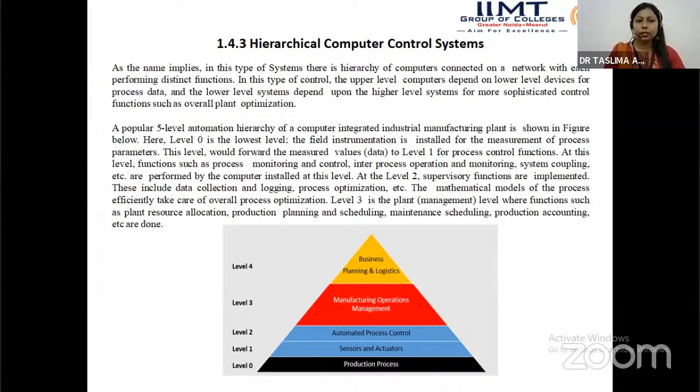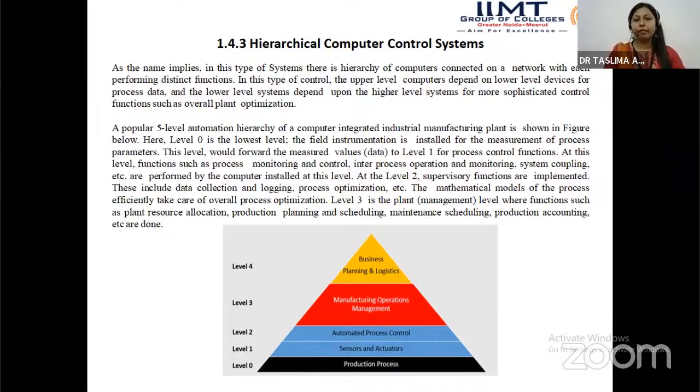As for example, in this system, level 5 mainly describes the business planning, that plans the different rules to govern the system. Level 0, that is the lowest level, is the field automation, and is installed for measurement of process parameters. This level would forward the measured value to level 1 for process control function. If that system does not provide the data, then we cannot handle the system.